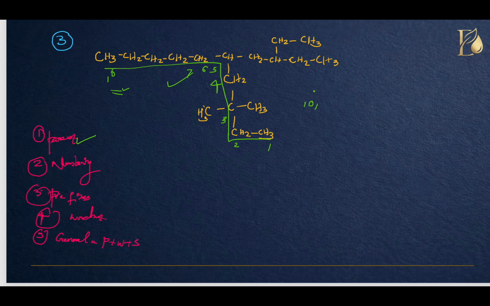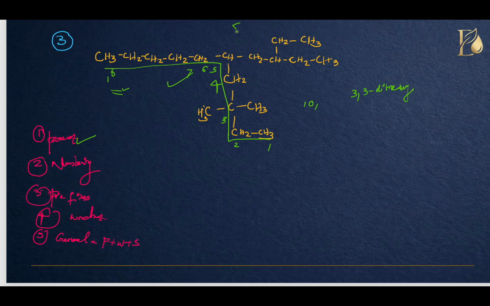Now substituents are present at 3rd position. How many substituents are there? Now we can check the numbering for the prefix. How many substituents are in third position? There are 2 methyl groups. So 3,3-dimethyl. Okay, dimethyl. And there is another substituent at 5th position, right?